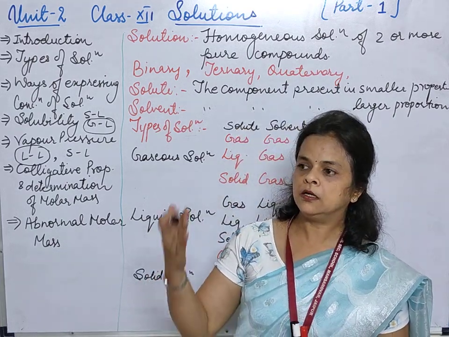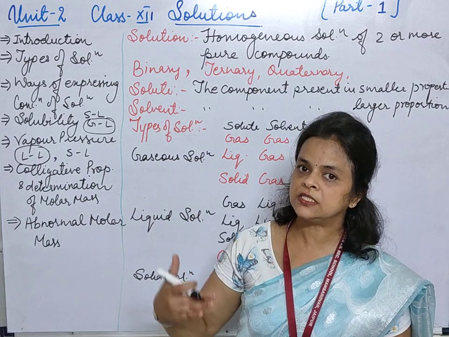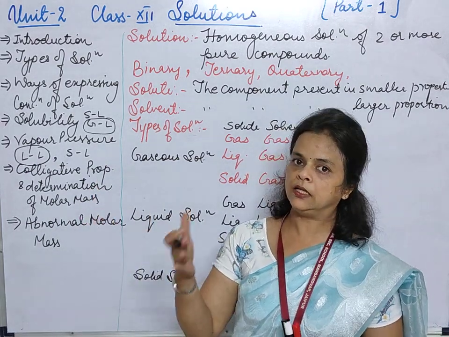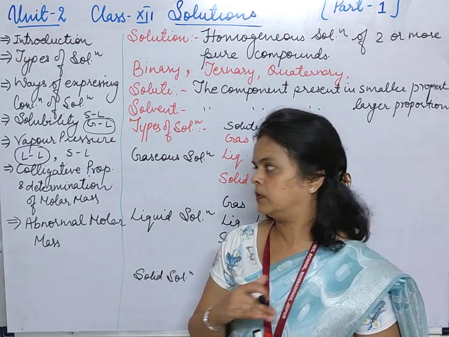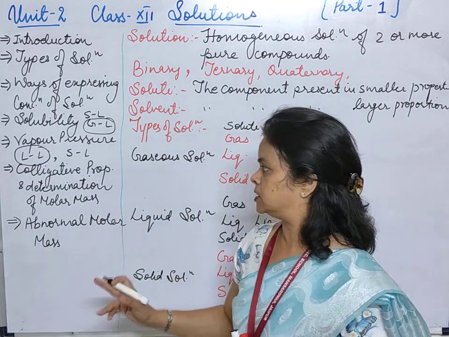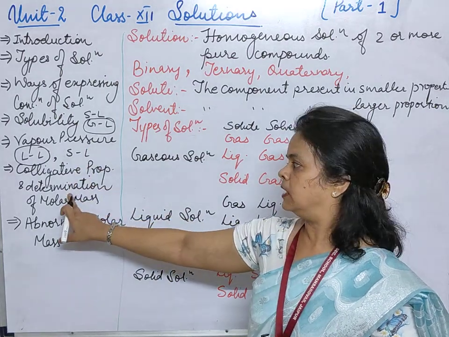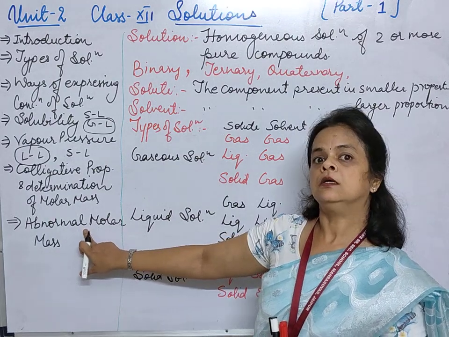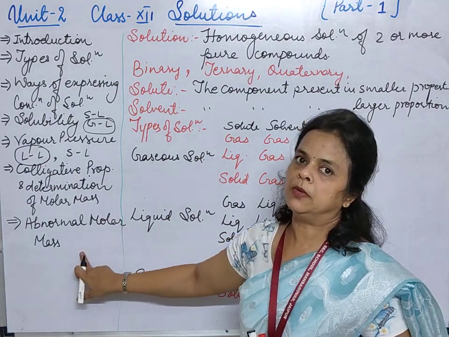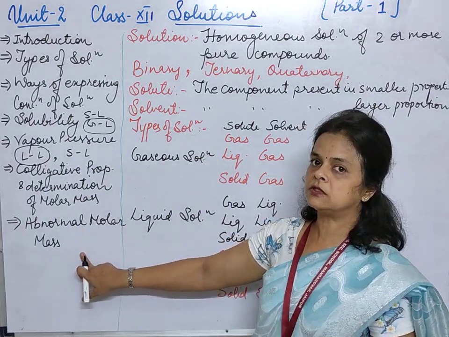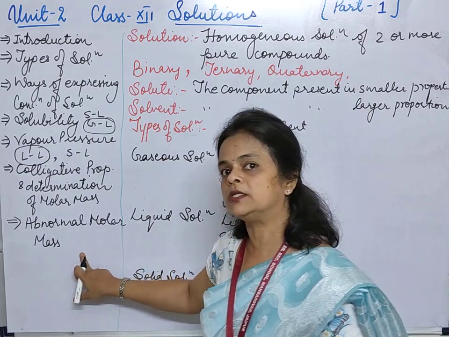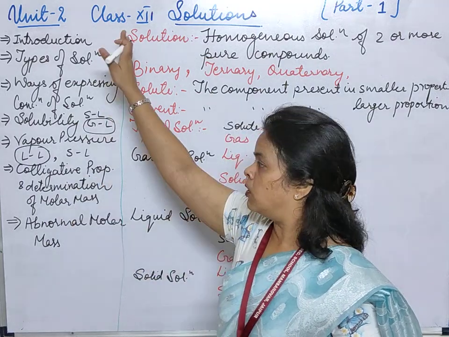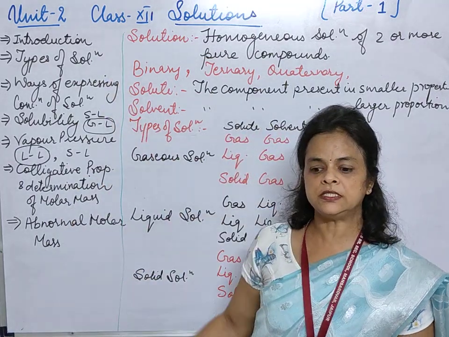First one is lowering of vapor pressure. Second one is elevation of the boiling point. Third one is depression in the freezing point. And the fourth one is osmosis, osmosis and osmotic pressure. And with that, we will calculate the molar mass of the compound. Then last but not least, abnormal molar mass. There are certain compounds which in solution either dissociate or associate, and they change the values of these colligative properties. So all these points we have to discuss in this chapter.